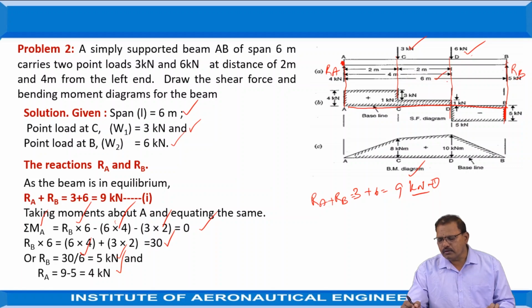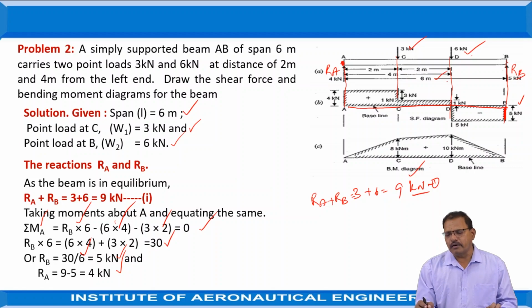Here I am taking 5 kilonewtons equal to 50 mm, so 1 kilonewton is equal to 1 centimeter. So 5 centimeters in the downward direction. After that, from B to D there are no forces acting. Hence draw the horizontal line up to the D position.